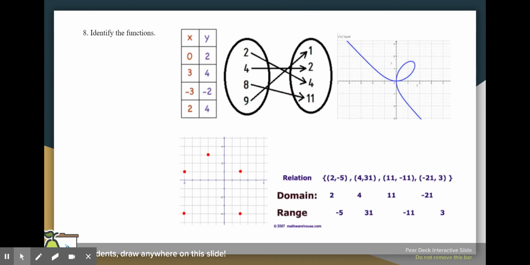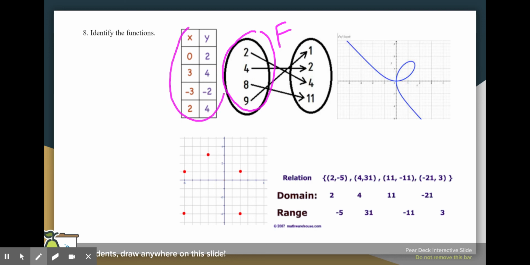All right, identify the functions. So again, the easiest one to do without even looking at it very much is this because it's already fixed for us. Is there more than one line coming out of any of these? No, there is not. So this is a function.